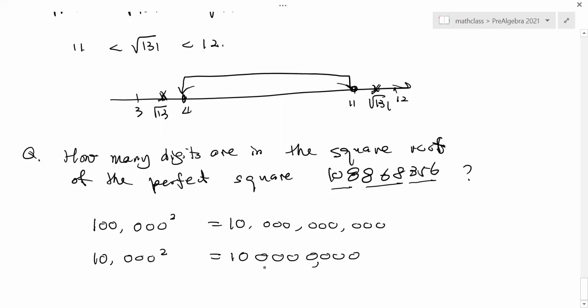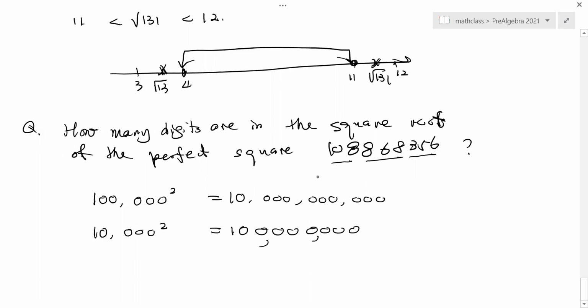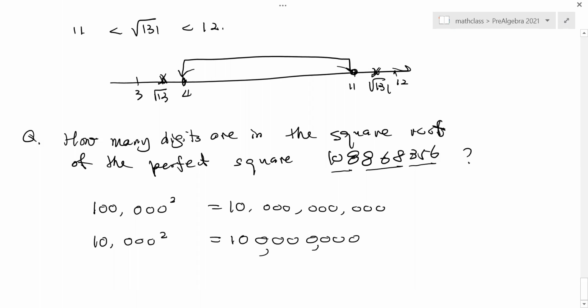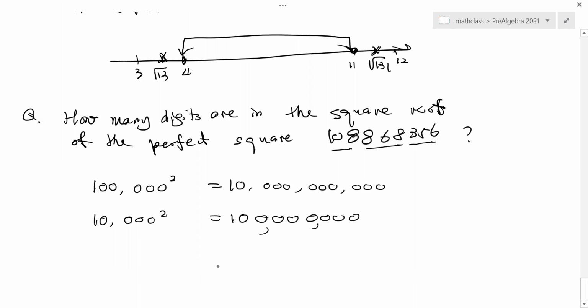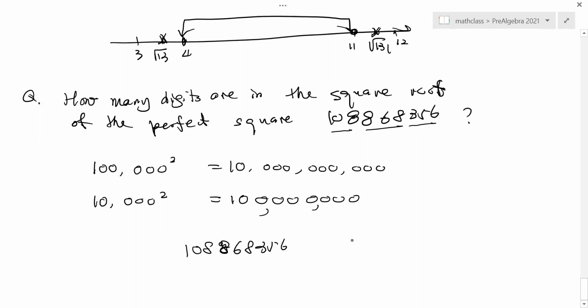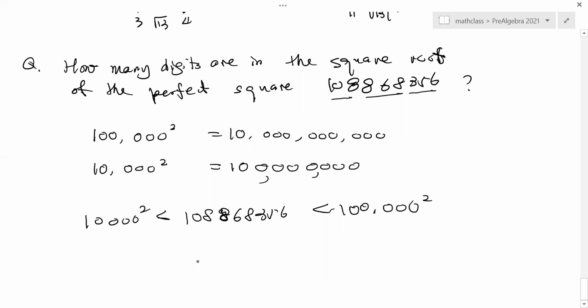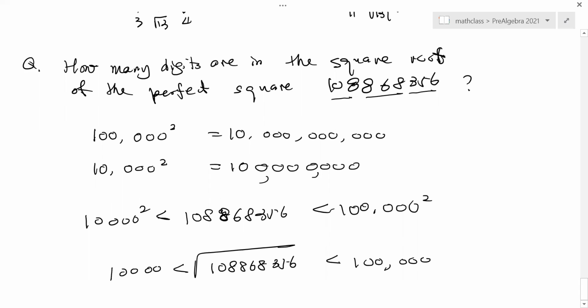Okay, so 1, 2. Right. So now clearly, the number is between those two, right? So that means I don't know its exact value, but this is definitely less than this square and greater than this square. Okay. So when you're talking about the square root, it's going to be between those two numbers.